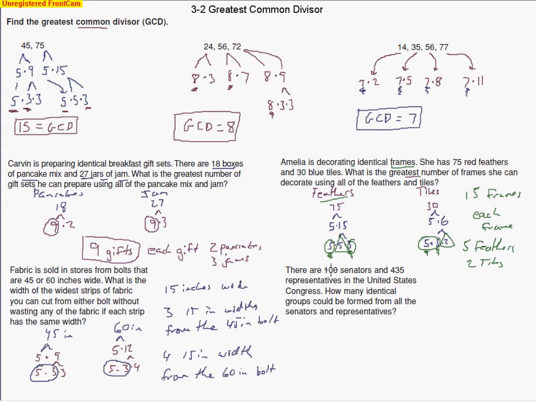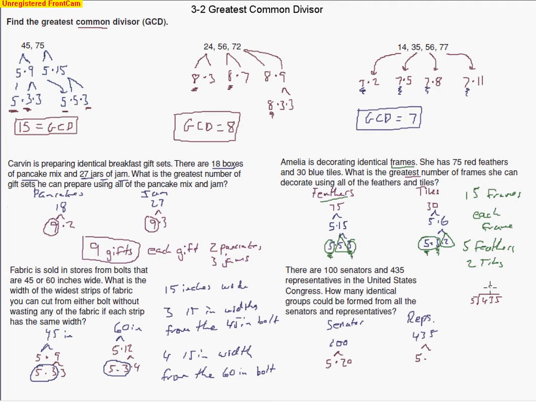It talks about that there are 100 senators and 435 representatives in the United States Congress. How many identical groups could be formed from all of the senators and representatives? So let's take a look at it. We've got the senators, and we've got the representatives. And so there's 100 of the senators, there's 435 of the representatives. So what we need to do is we need to break these numbers down. If you don't see any big numbers, then start with what you know. They end in 5 and 0. So let's do 5 times 20 equals 100. 5 times, now here we might have to do the division, 435.